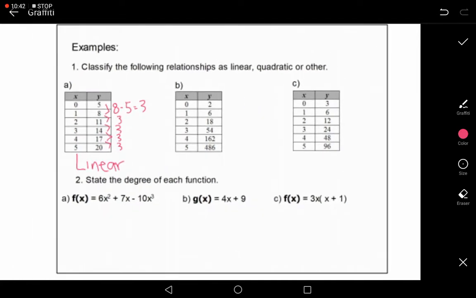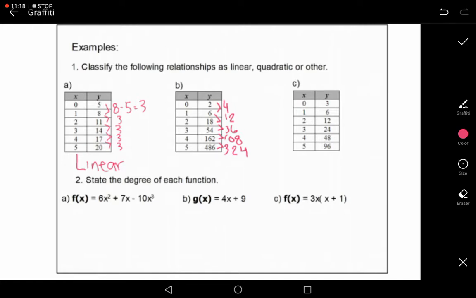Okay, second one here, same thing. We're going to start by finding the first differences. 6 minus 2 is 4. 18 minus 6 is 12. 54 minus 18 is 36. 162 minus 54 is 108. And 486 minus 162 is 324. So obviously our first differences in this case are not the same, right?